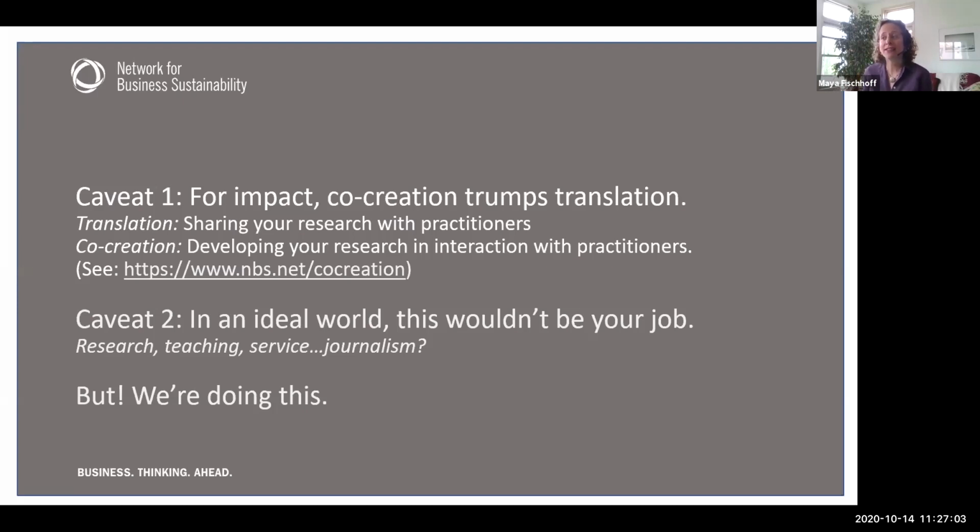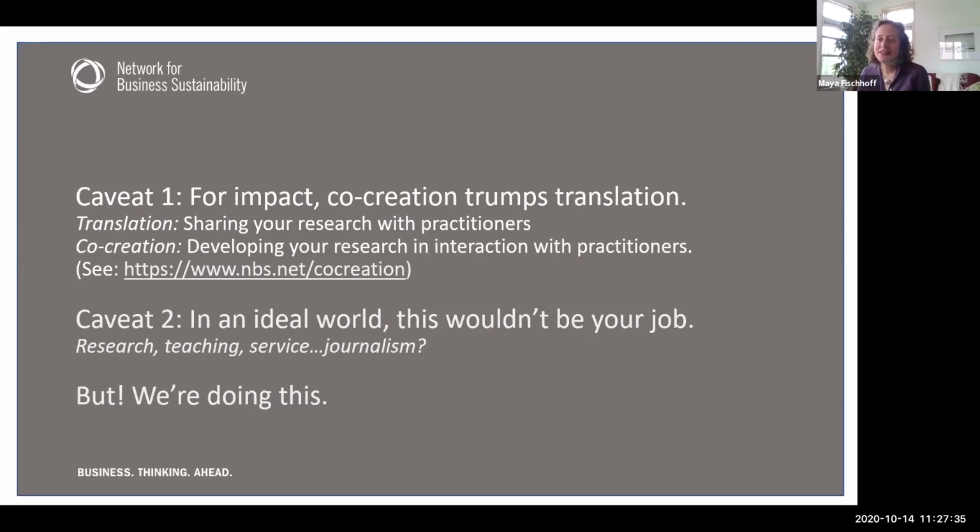And the second caveat is that in an ideal world, this would probably not be your job. I will tell you honestly that when I am writing for NBS, what is most helpful to me is not having done a PhD, but rather having had the celebrity beat at my college newspaper. So having written about Dr. Ruth Westheimer and Michael Douglas is better preparation for trying to communicate with a more general audience.